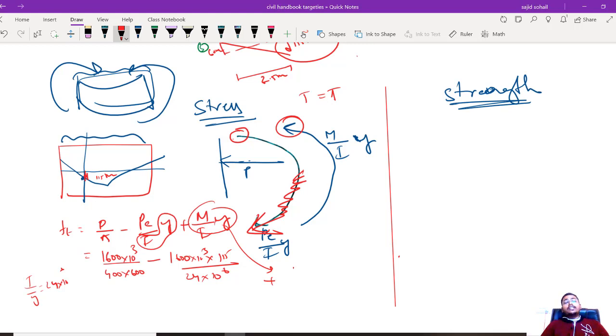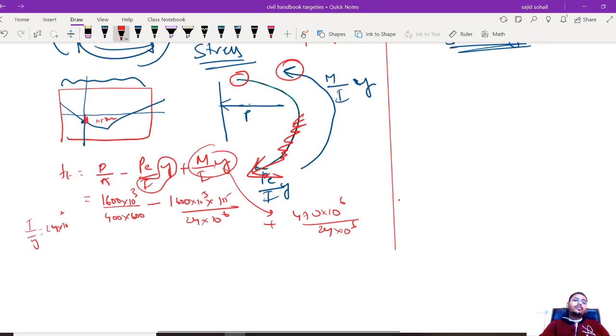M is 470. I have calculated just above. So in mm, if I want to write 470 kilonewton meter, if I am converting, I will be getting 470 into 10 to the power of 6 Newton mm divided by I by Y, which is 24 into 10 to the power of 6. Just solve this. What will be the answer you are getting? Solve it in the calculator. Just tell me what are the answers you are getting.